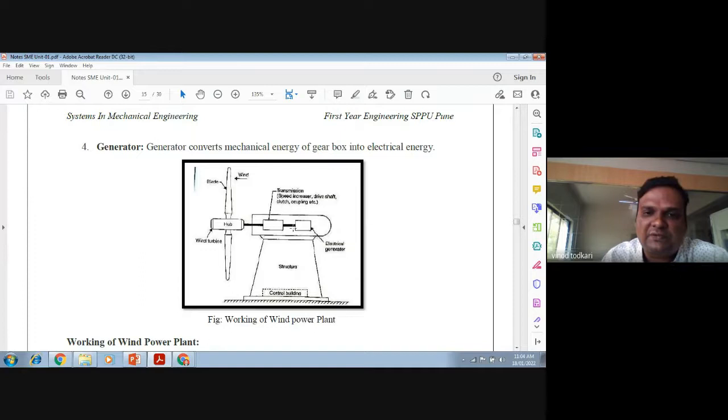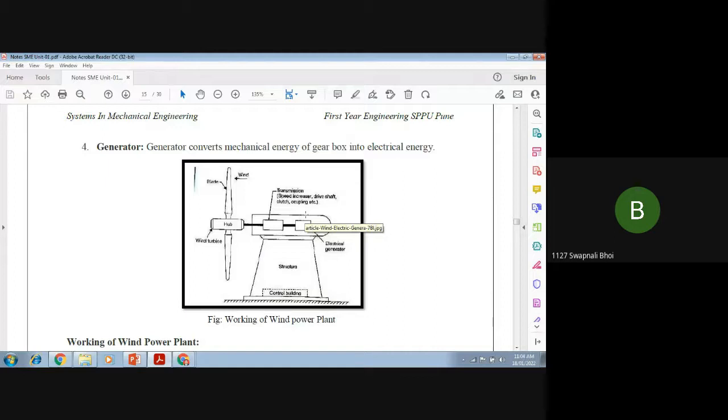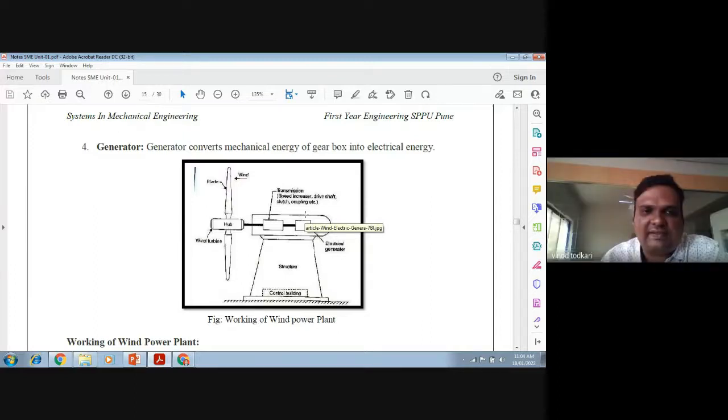So what will be the function of the electrical generator? Generate energy, kinetic energy of wind into electrical energy. Yes, see, we'll go one by one. See, when wind strikes the blade, it will rotate. It is mounted on the hub. This is connected to a shaft. So here there is generation of mechanical energy.